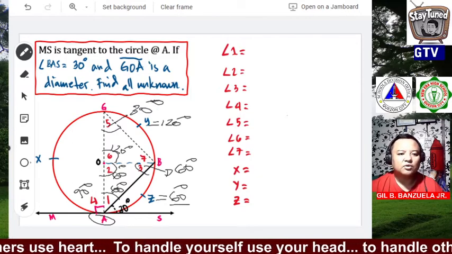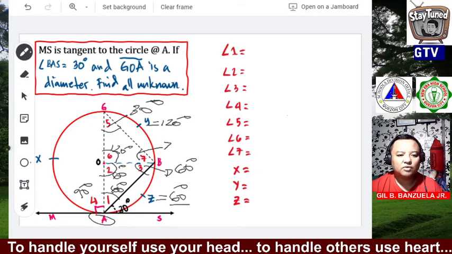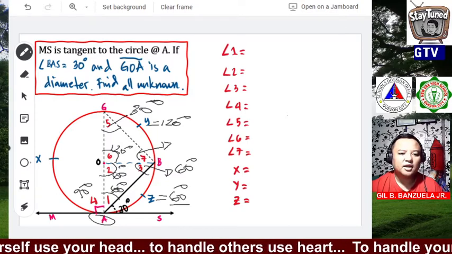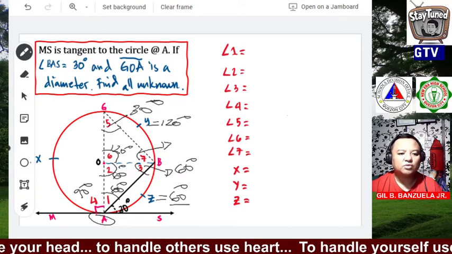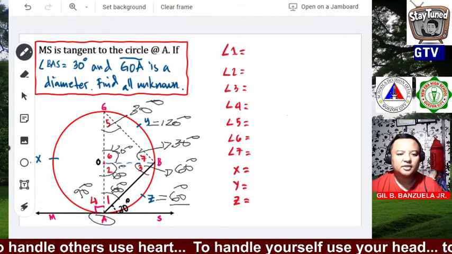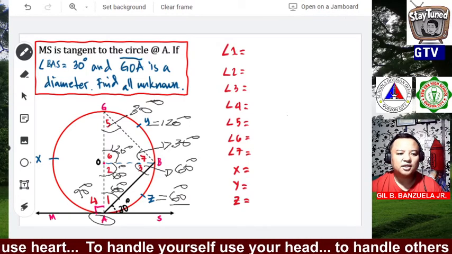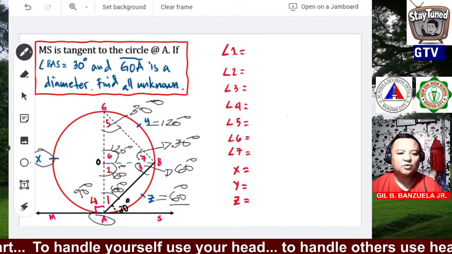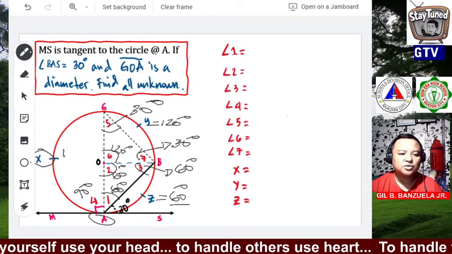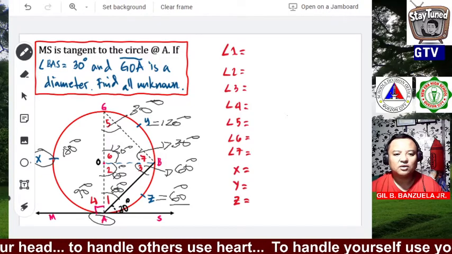Ayan. Now, may 120 na ako, may 30 degrees na ako, so pwede ko nang alamin kung ano yung measure ng angle 7. Sabi nga natin, ang sum ng interior angles ng isang triangle ay 180. So, kung may 120 na ako plus 30, that is 150. So, kailangan ko na lang ng 30 degrees para maging 180. And of course, wag natin kalimutan yung X o yung arc AG. Kung makikita nyo, kalahati siya ng circle, so it measures automatic 180 degrees. So, pwede na natin isulat yung mga sagot natin dito.